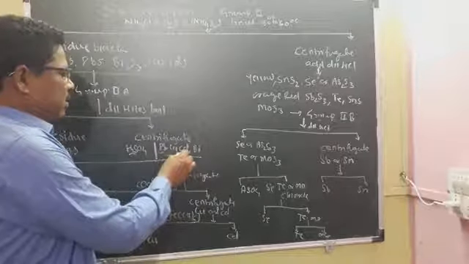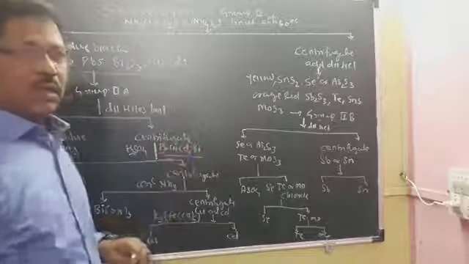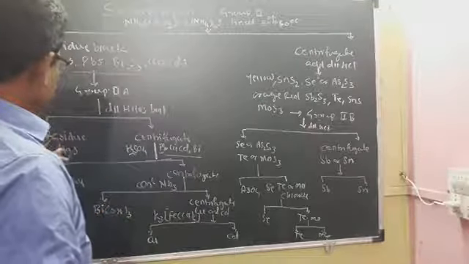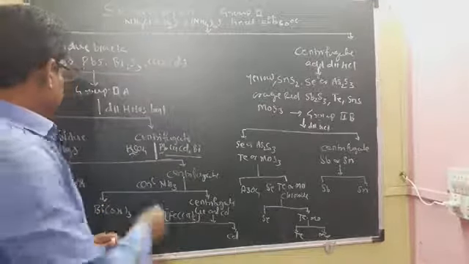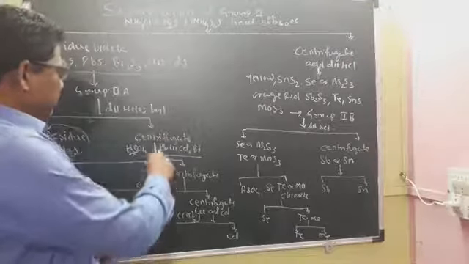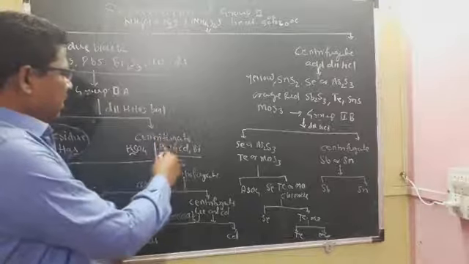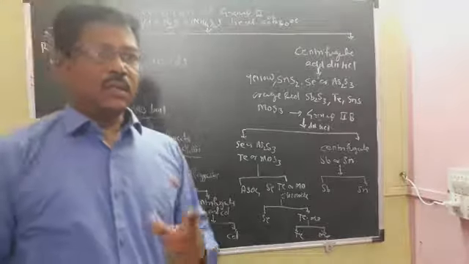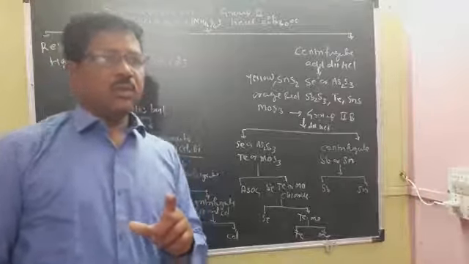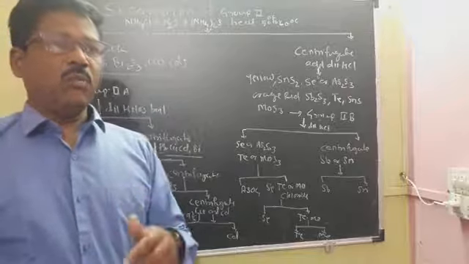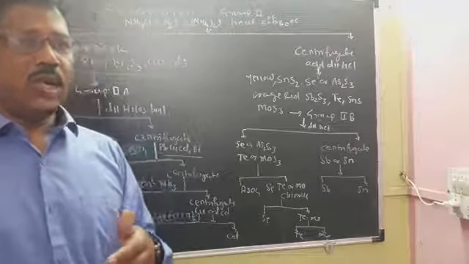These four elements are present in the centrifugate, and the residue is black mercury sulfide. This residue is separated, and the centrifugate contains lead, copper, cadmium, and bismuth, in the nitrate form: lead nitrate, bismuth nitrate, copper nitrate, and cadmium nitrate.